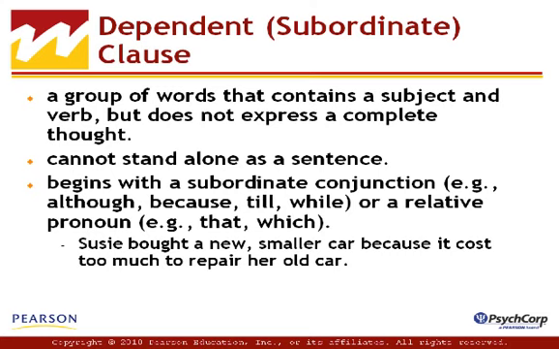So "Susie bought a new, smaller car" would be an independent clause. "Because it cost too much to repair her old car" would be the dependent clause. Typically, you can use a dependent clause.